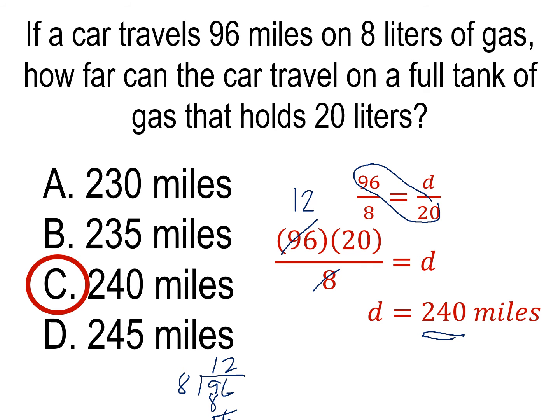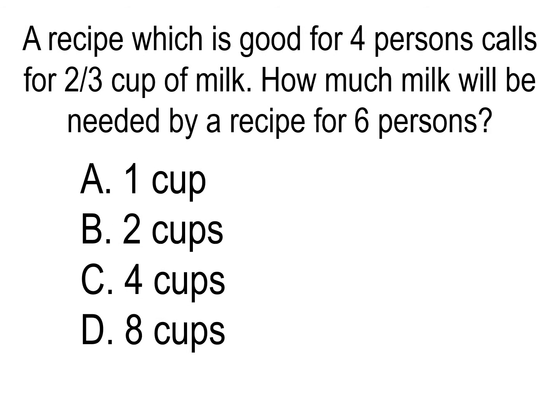Alright, next problem. Another ratio and proportion problem. A recipe which is good for 4 persons calls for two-thirds cup of milk. How much milk will be needed by a recipe for 6 persons? By the way, the answer here is 1 cup. For 4 persons, you consume 2/3 cup of milk. If it is 6 persons, how much milk is needed?